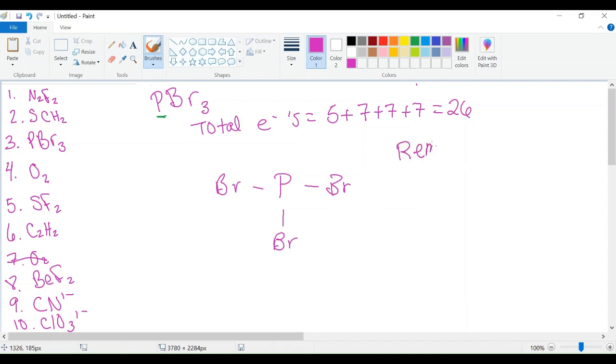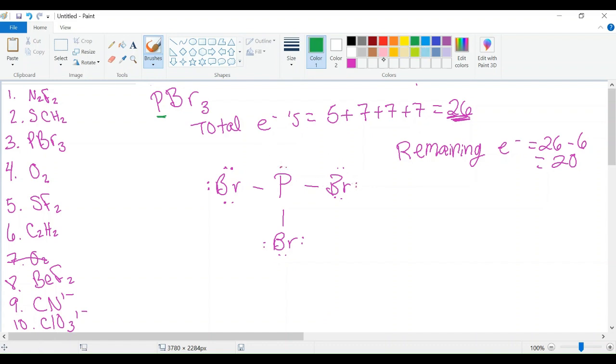Next is to find my remaining electrons. So my remaining electrons are the amount I started with minus the amount that are in bonds. In this case, it's 3 bonds, so 2, 4, 6 electrons are in bonds. So I have 20 left that I can draw as lone pairs. So I'm going to go ahead and fill in those 20 electrons in pairs around my other atoms. 2, 4, 6, 8, 10, 12, 14, 16, 18, 20.